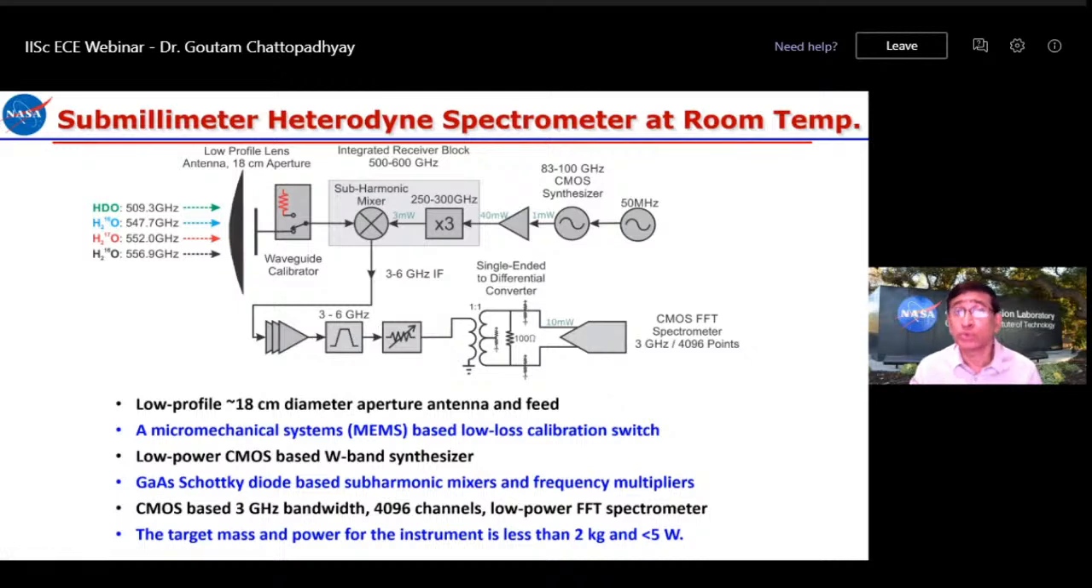Again, this is a SoC, system on a chip, based 3 gigahertz bandwidth, 4096 channel spectrometer, which means this is like your spectrum analyzer on a chip, and the resolution bandwidth of that spectrum analyzer is about 750 kilohertz. So that is the kind of instrument that we are developing. We also developed a MEMS based calibration switch. I'll talk about it, and all these different components that we have to develop.